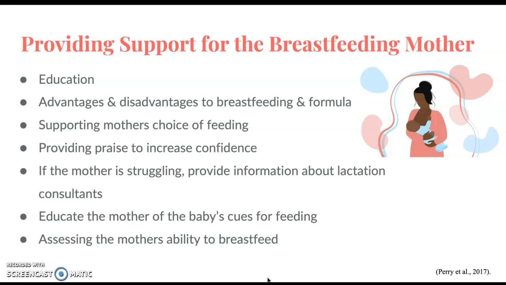On the other side, if a woman is struggling to breastfeed, it is important to support her and lead her in the right direction by providing her information on lactation consultants if she is continually struggling to breastfeed. As well, it is still important to provide education to the mother on the overall breastfeeding process, such as baby cues for feeding, which include hand-to-mouth and hand-to-hand movements, sucking motions, the rooting reflex, mouthing, flexed arms and legs with clenched fists held over the chest and tummy. And as well, it is important to assess the latch of the baby when it is breastfeeding.